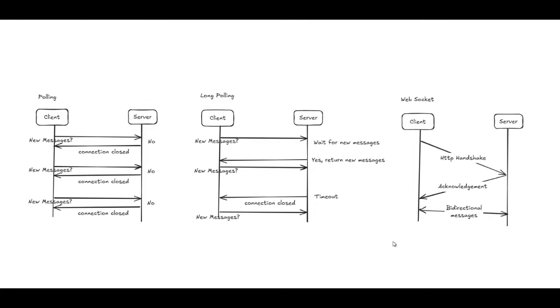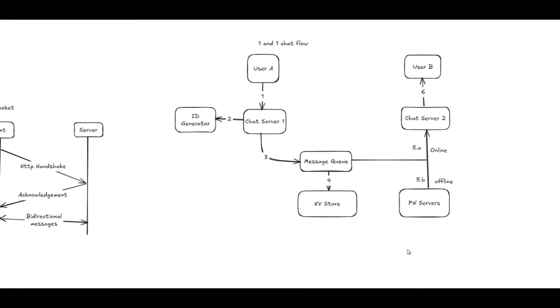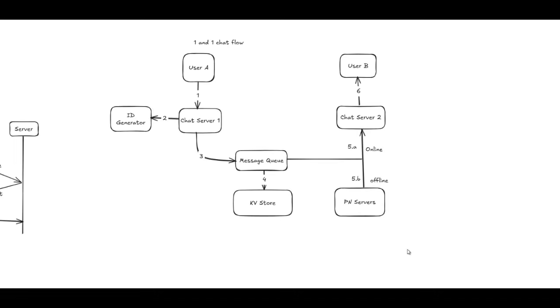Now let's look into our next detail, which is related to the end-to-end flow of a chat system, basically one-on-one versus group chat. First we will discuss how the one-on-one chat flow works. User A sends a chat message to chat server 1. Chat server 1 obtains a message ID from the ID generator. Then chat server 1 sends the message to the messaging queue.